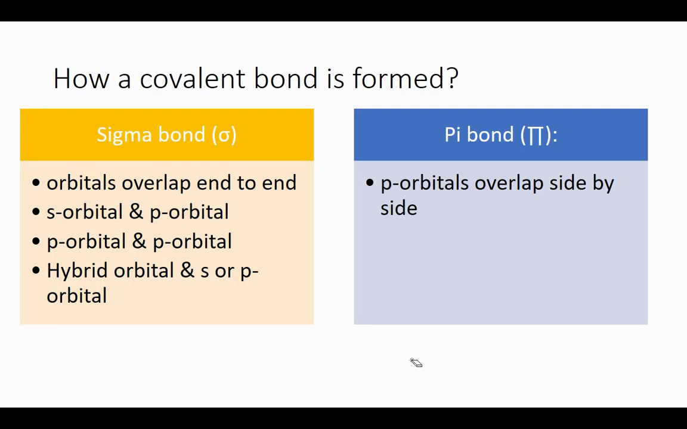For hybrid orbitals, first you must know when the hybrid is formed and what type of bond is involved in the hybrid. First, we have the sigma bond. For a sigma bond, orbitals overlap end to end. So if they overlap end to end, a sigma bond is formed. The overlapping can occur between an s and a p orbital, between two p orbitals, or between a hybrid orbital and an s or p orbital. But for a pi bond, p orbitals overlap side by side. Later we will look at examples.